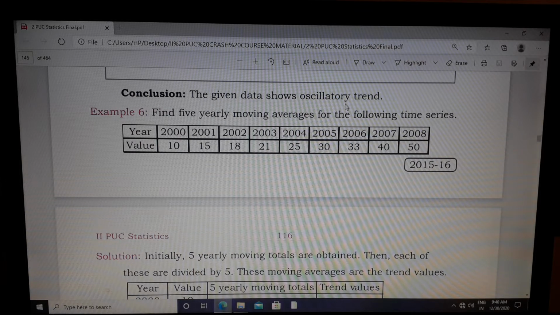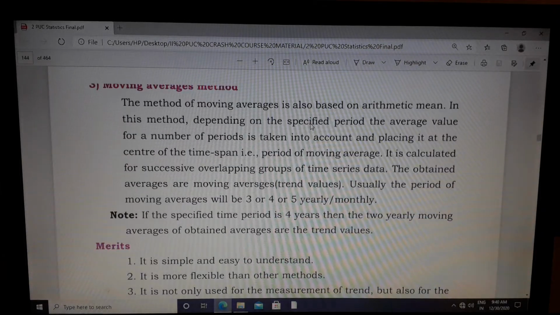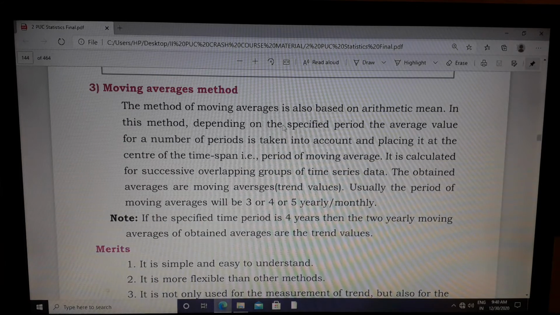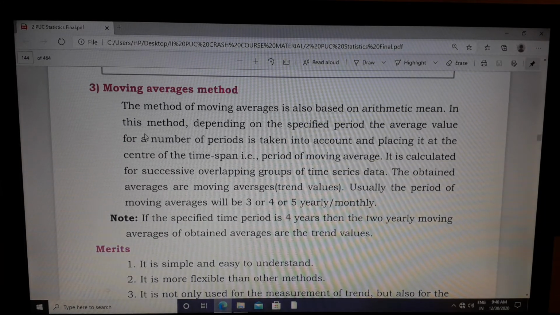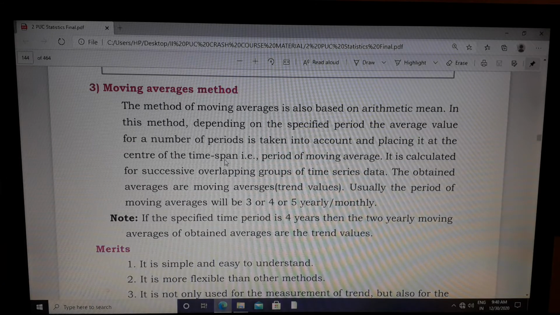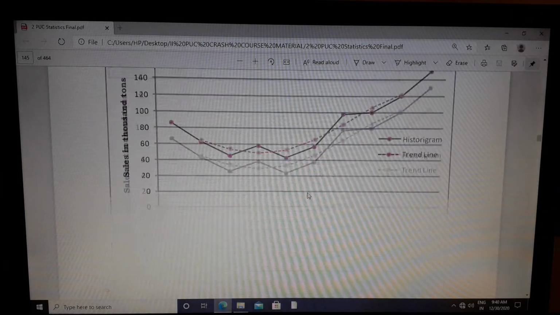See, if you observe the definition of moving averages, depending upon the specified period, the average for the number of periods is taken into account and placed at the center of the time span. It is calculated for successive overlapping groups of time series data. Clear? Successive overlapping groups of the time series data.